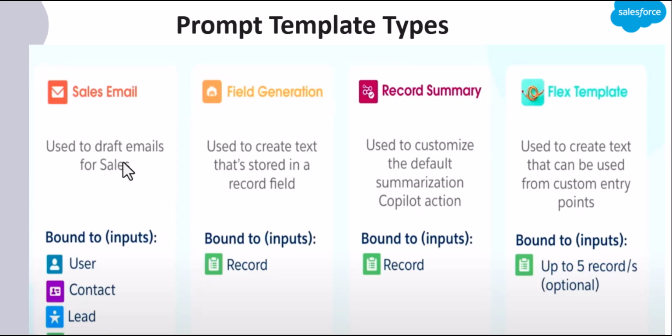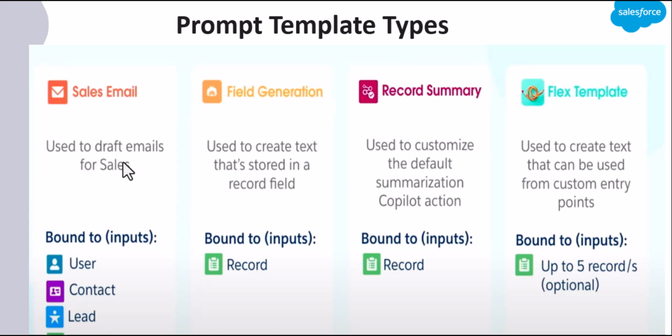So here we have users, contact, lead object and then record information also. So for example, in the Agentforce default agent, we have seen whenever we give a prompt to the AI agent, like draft email for this contact, arrange a meeting or anything, that AI agent performs that action because of the sales email prompt template that Salesforce has assigned to that agent. So here we will understand how we can create our custom sales email prompt template and use it to draft the emails for sales.